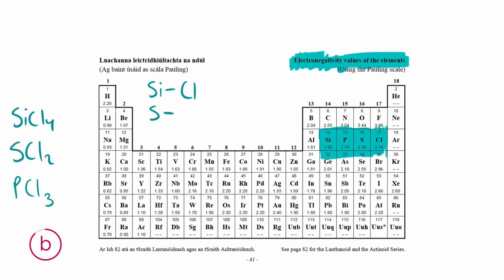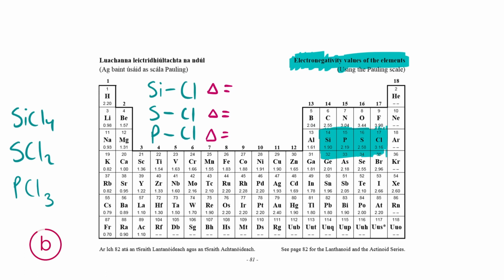For the sulfur dichloride, there's going to be a bond between the sulfur and the chlorine, and for the phosphorus trichloride, there's going to be a bond between the phosphorus and the chlorine also. So what we need to do now is determine the difference, which is this Greek letter delta here. The difference in these electronegativity values is very important in determining which of them is the least polarized bond. The least polarized bond is going to have the smallest difference between the electronegativity values.